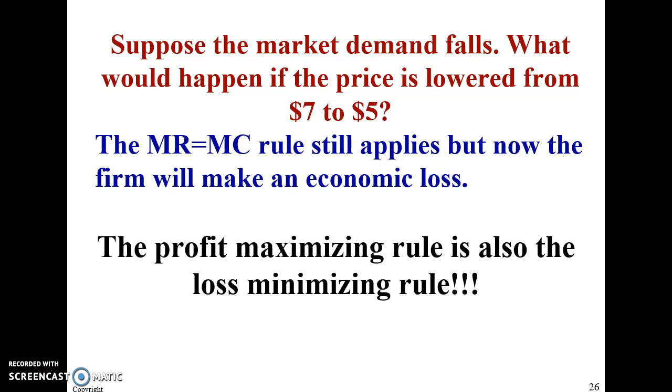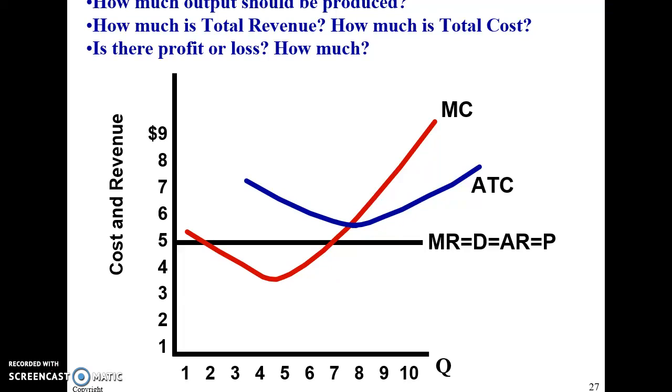So if the market demand falls, what would happen if the price is lowered from 7 to 5? Well, the marginal revenue equals marginal cost rule still applies, but now the firm will make an economic loss. So the profit maximizing rule is also the loss minimizing rule. So in this case, what's the amount of output that should be produced? It looks at 7 because marginal cost is equal to marginal revenue at that point.